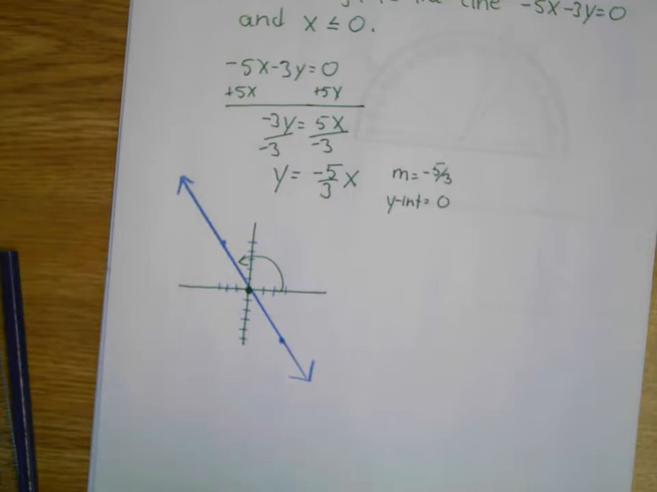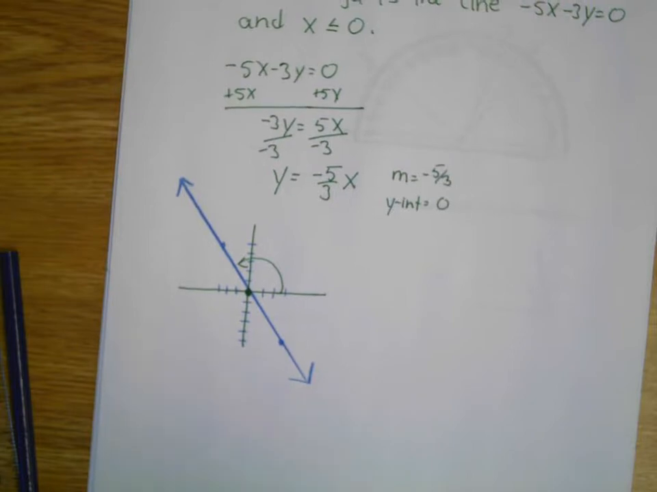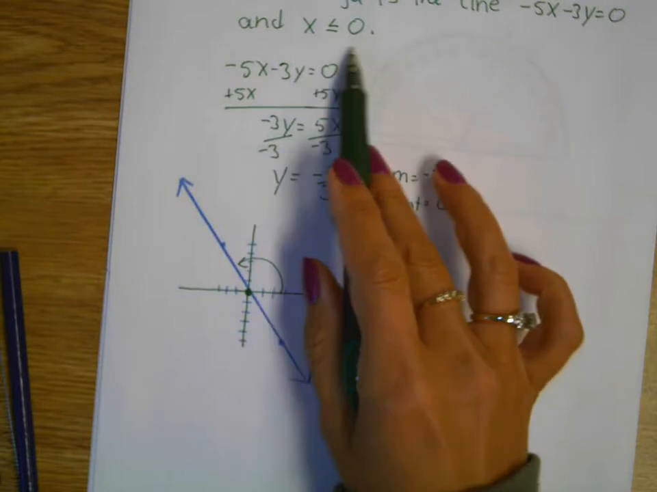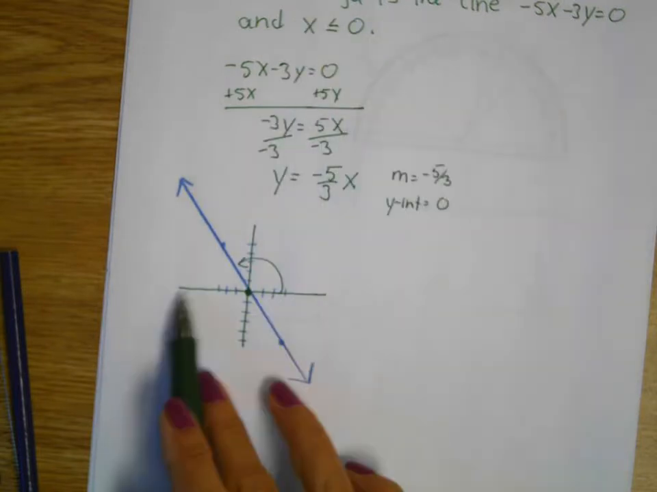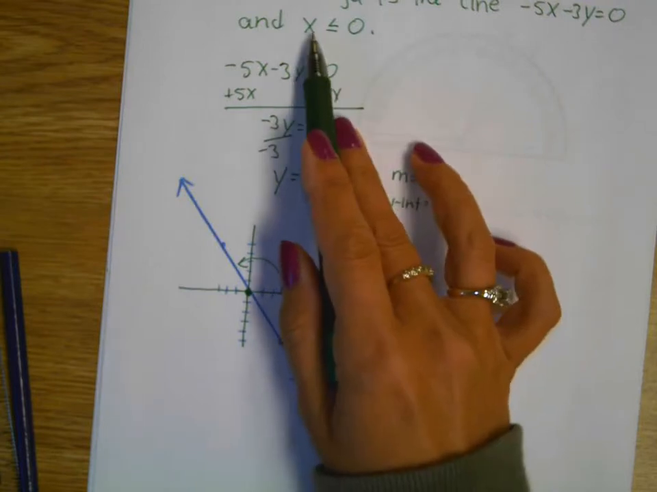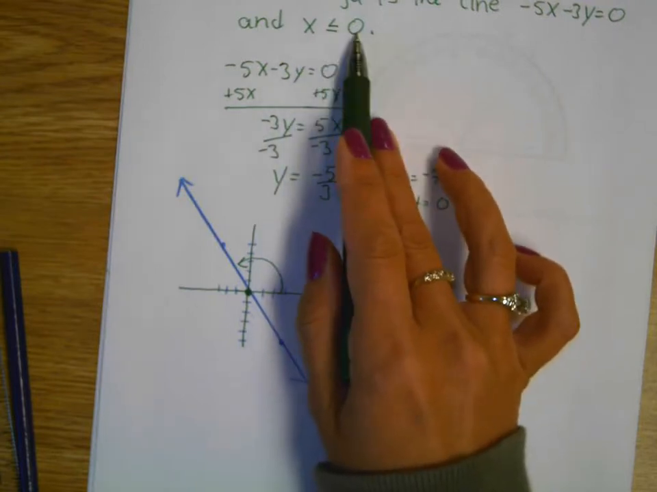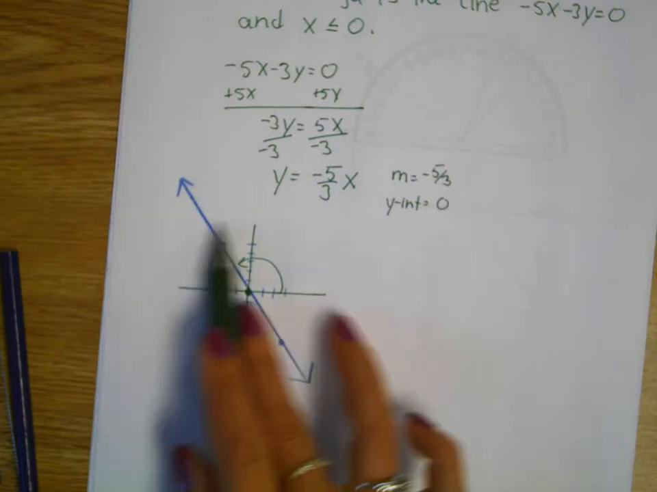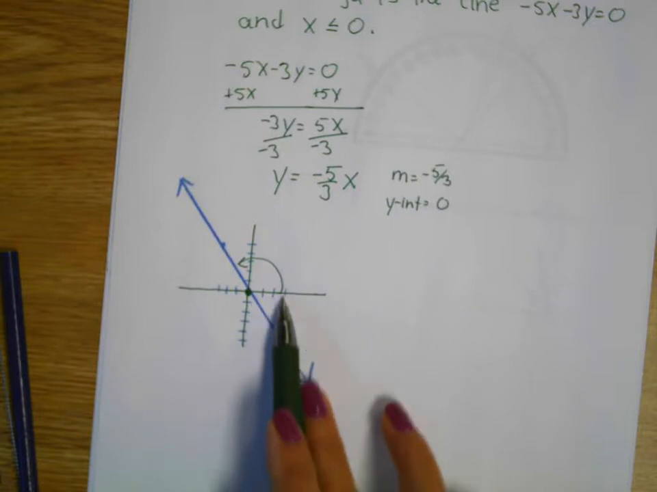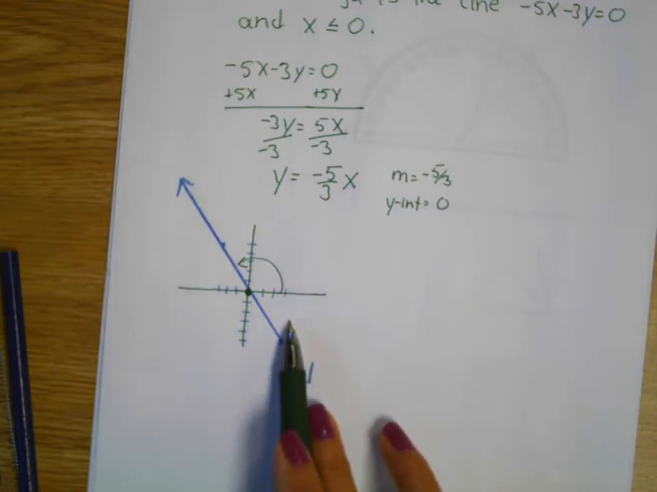Is it the one below, or the one that's longer, because x is less than or equal to 0? This is telling us which one. Where is x? Think about the x-axis. Where are the x values less than 0? What does less than 0 mean? Negative. Where is the x-axis negative? To the left. So this is the one we want. We don't want this one because our x values are all positive over here.